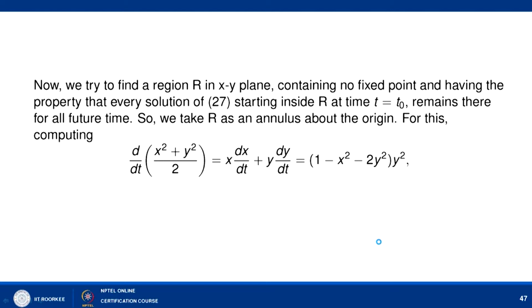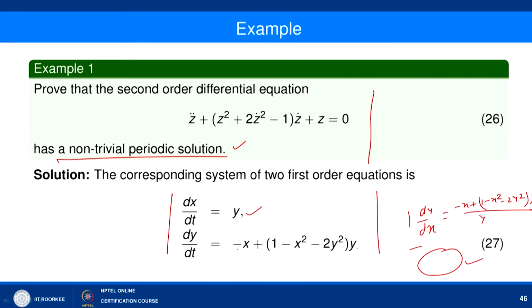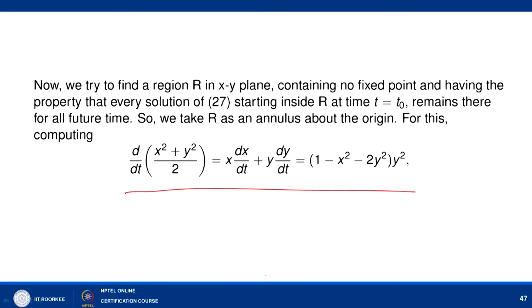So, for that we simply look at d by dt of (x square plus y square) upon 2, which equals x dx by dt plus y dy by dt, which equals (1 minus x square minus 2 y square) into y square. Here x dash is given by y and y dash is given by this, you can simplify and get it.